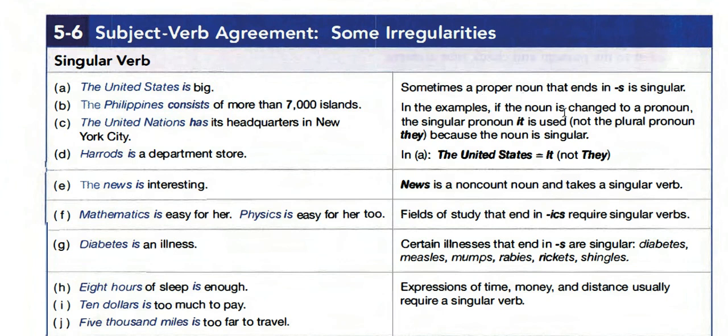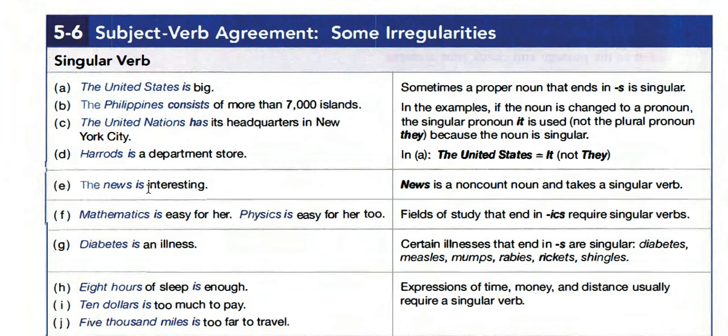Sometimes a proper noun that ends with S is singular. An example we had in these four, A, B, C, D, and because of this the noun is singular. The United States, it refers to it, not they. The news is interesting. We are talking about the news. The news is interesting because it's a non-countable noun and it takes a singular verb.